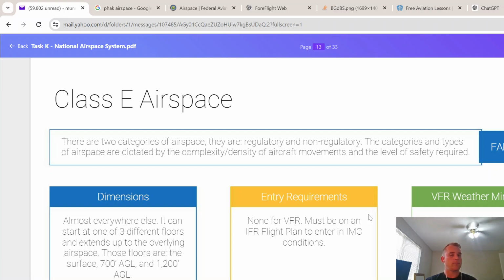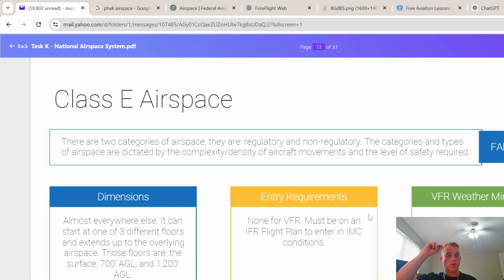Entry requirements, none for VFR. However, if you find yourself within IMC conditions, or if you plan to enter IMC conditions, you need to be on an IFR flight plan. Weather minimums. Okay, if you are below 10,000 feet, okay, so if you're down here below 10,000 feet, visibility is 3 statute miles.